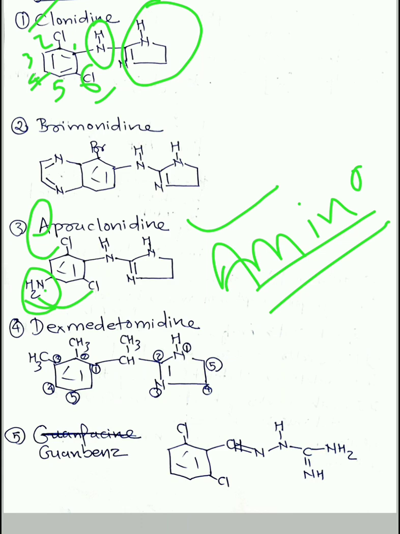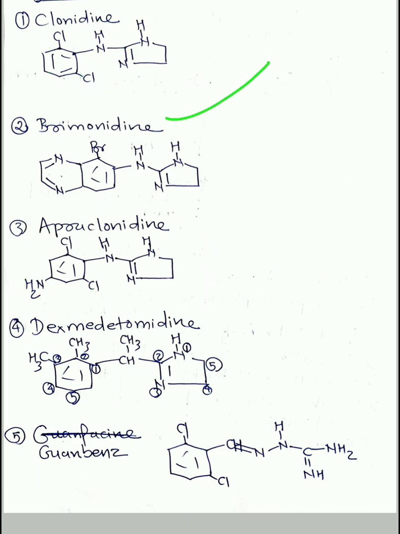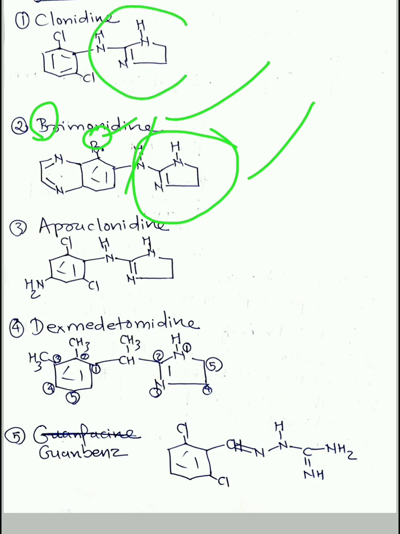Okay. Next structure is brimonidine. Now because Bri is there, so obviously bromine is there. Can you see bromine here? Okay. Now this part is same. Imidazoline and amino, these are common. Here also it is there. Here also it is there. Imidazoline and amine is common.